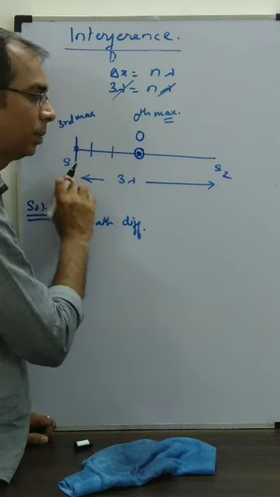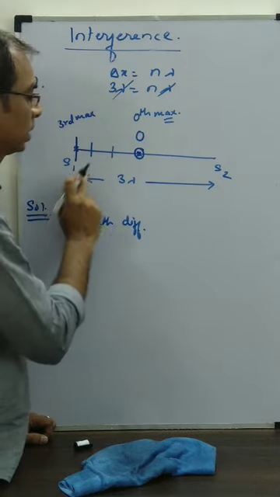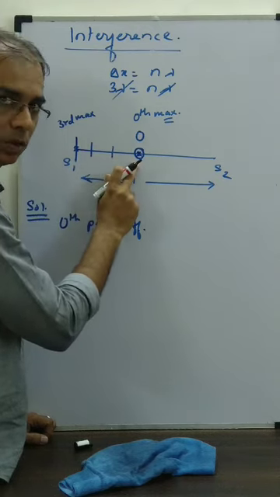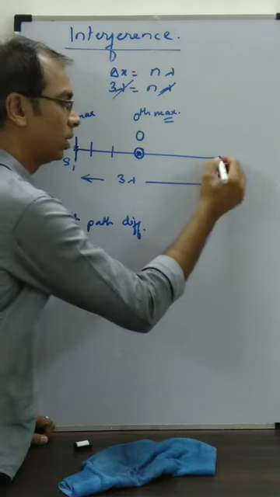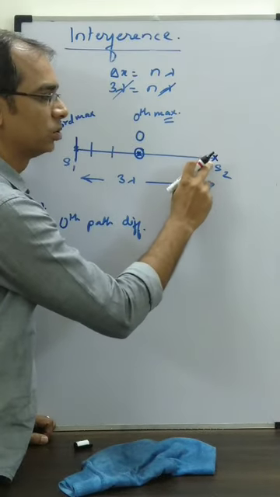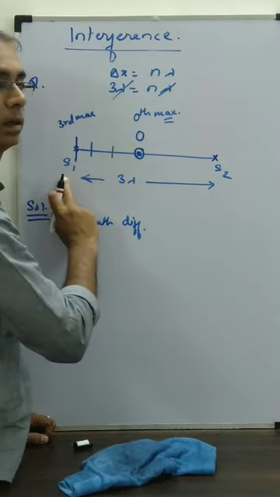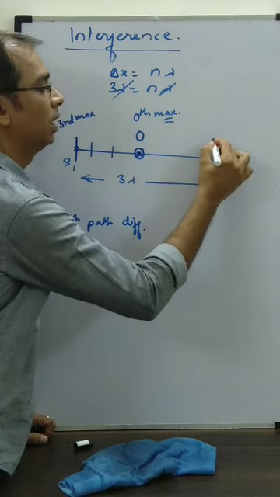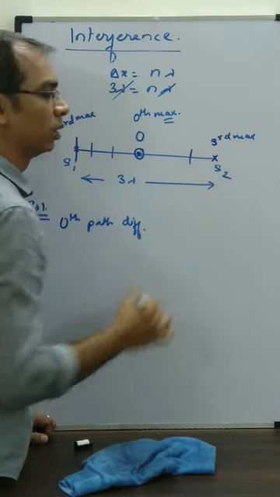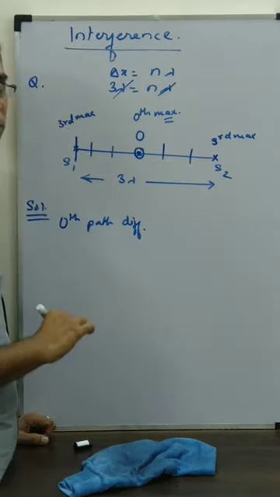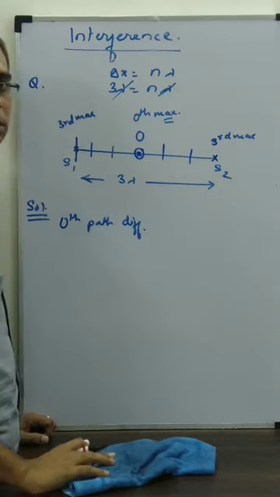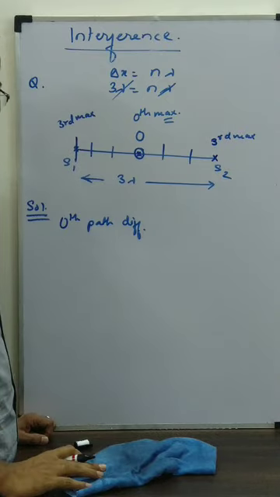So here will be 3 lambda path difference between S1 and S2. Somewhere here will be 2 lambda. Somewhere here will be lambda, and here is 0. Okay, let's see on the right side now. If I talk about this point, how much is the distance traveled by the wave starting from S2 to reach here? 0. But from S1, 3 lambda. So that means here again the third maximum is there, because here path difference is 3 lambda. In the same way 2 lambda will be there somewhere, 1 lambda also will be there. So how many maximas are there? 1, 2, 3, 4, 5, 6, 7. Okay, 7 maximas are there.